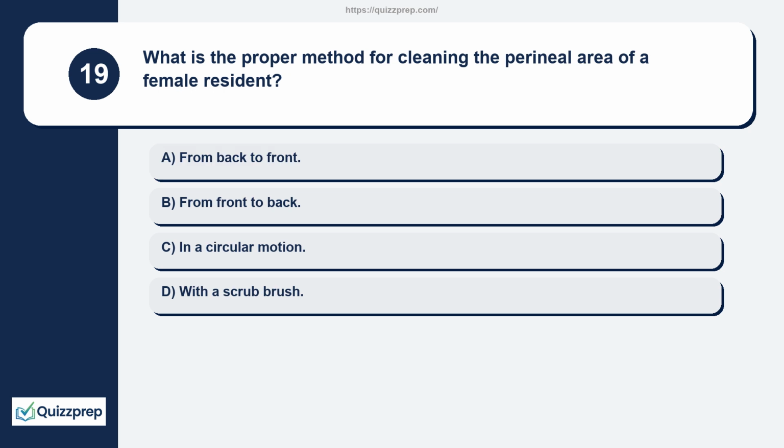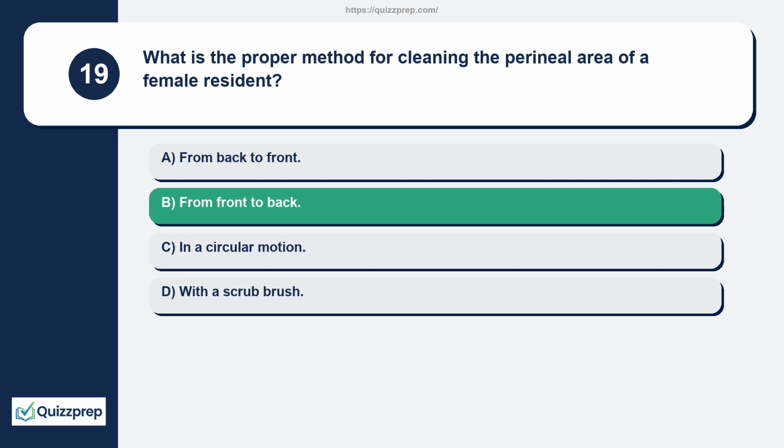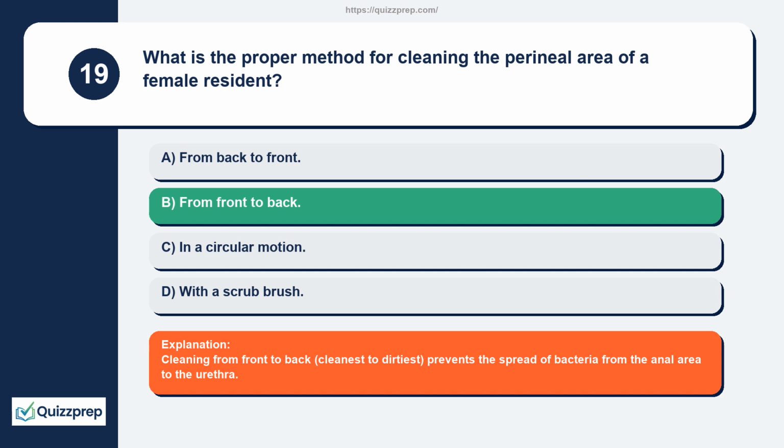Question 19. What is the proper method for cleaning the perineal area of a female resident? From back to front, from front to back, in a circular motion, with a scrub brush. Cleaning from front to back, cleanest to dirtiest, prevents the spread of bacteria from the anal area to the urethra.